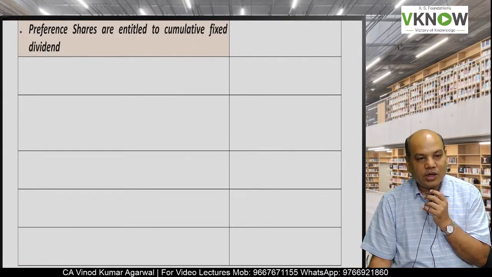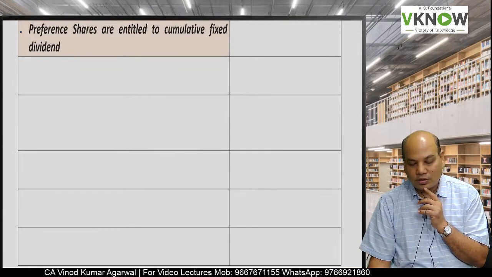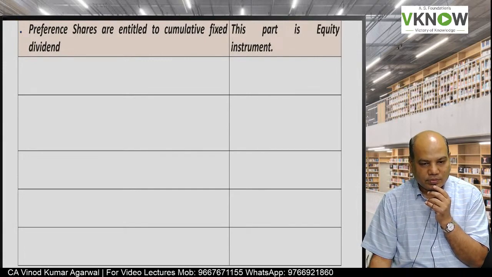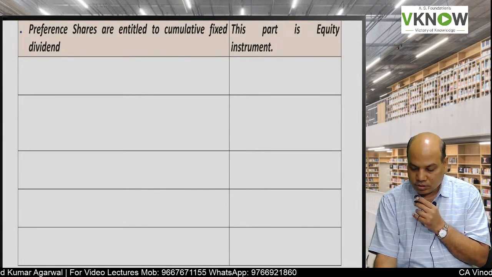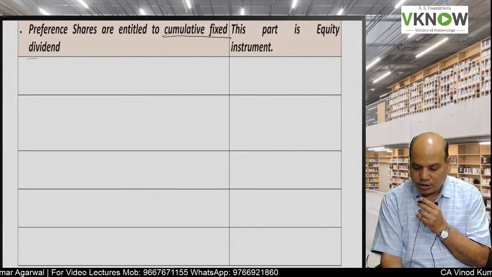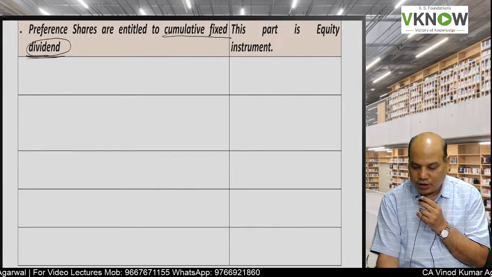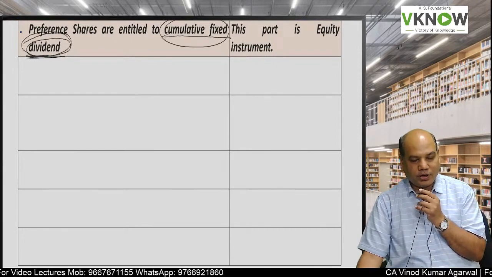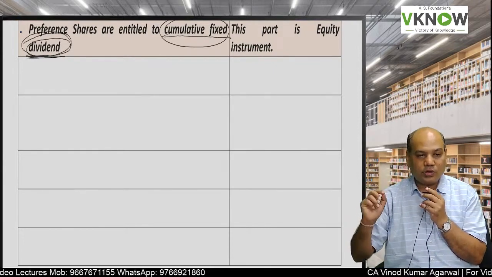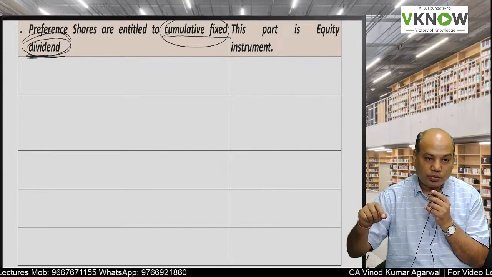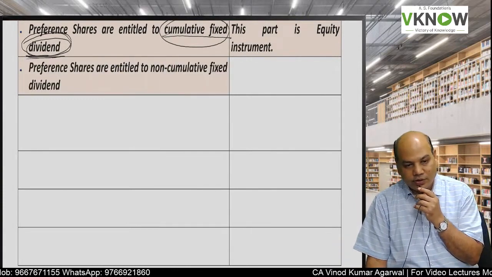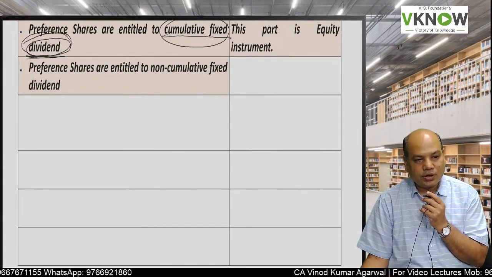Now the students are thinking it is a financial liability, but the answer is it is equity. Why? Because the company may not pay. The company can keep on deferring it forever. That means there is no contractual or mandatory obligation to pay. It will just keep on accumulating. So it will be treated as equity. Next question. Yes, please reply.